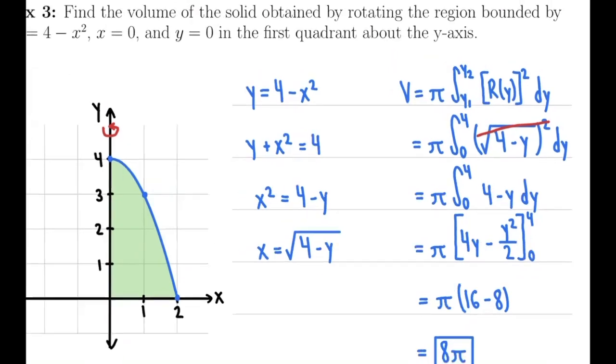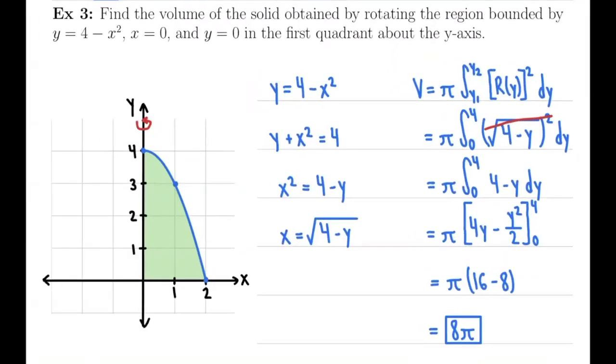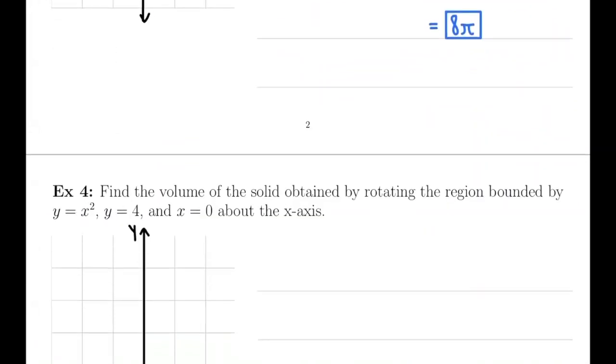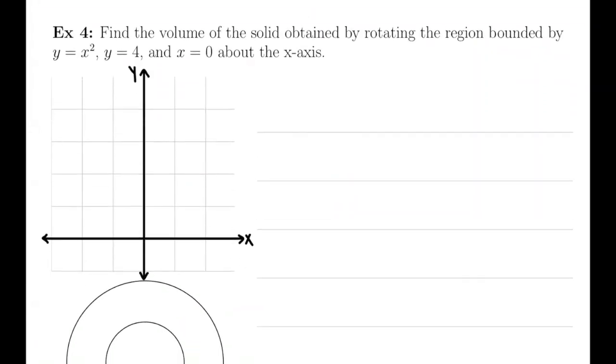Okay, so the volume is 8 pi. Let's do example 4. Same idea: find the volume of the solid obtained by rotating the region bounded by y equals x squared, y equals 4, and x equals 0 about the x-axis.